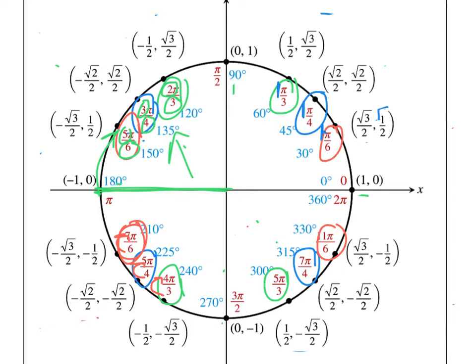Now, the last one is a little weird. It's going to be 2 times your denominator minus 1, because it's like going all the way to 2 pi and then going backwards by 1. So 3 times 2 is 6, minus 1 is 5. 2 times 4 is 8, minus 1 is 7. 6 times 2 is 12, minus 1 is 11.